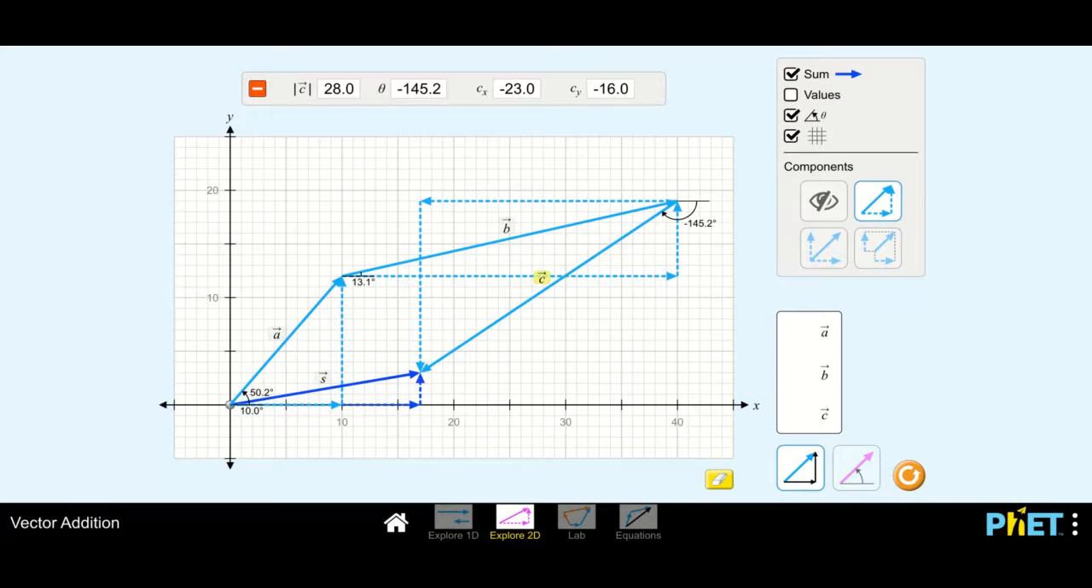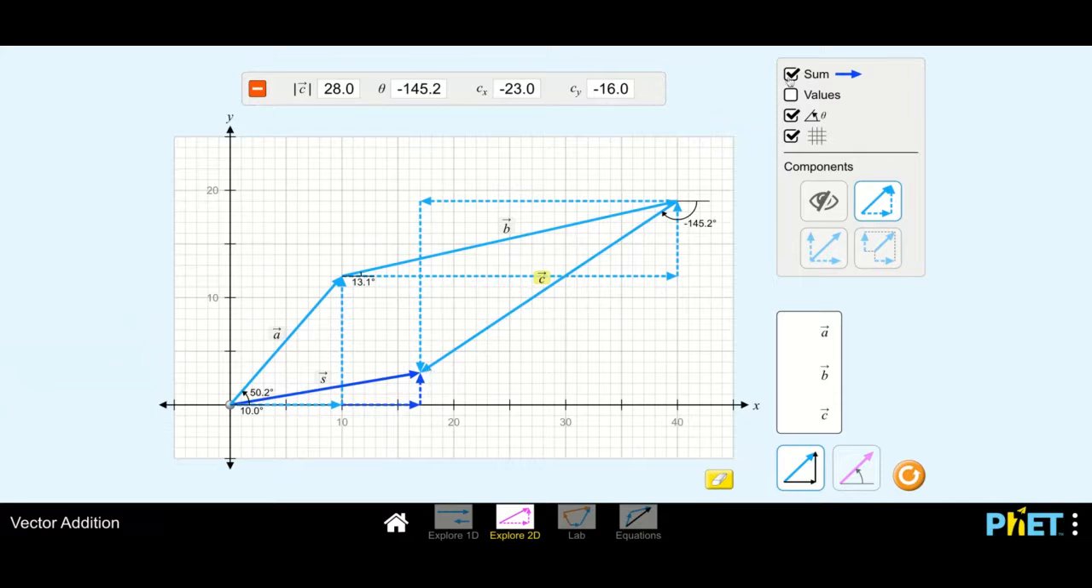So just like with adding 2 vectors, when you add 3 vectors, you essentially do it the same way. You draw the first vector, draw the second vector with its tail on the tip of the first one, draw the third vector with its tail on the tip of the second one, and so forth.